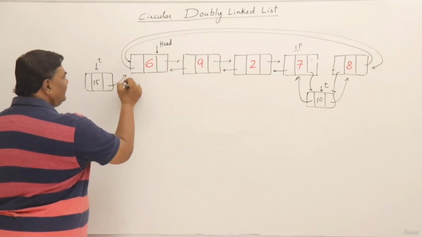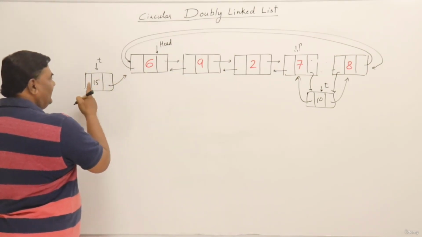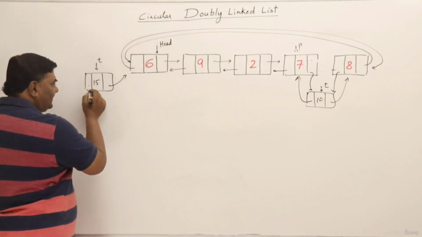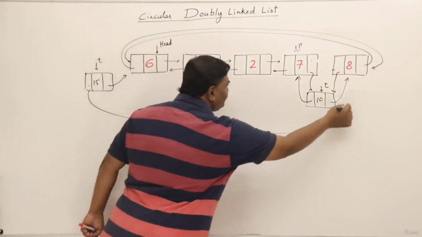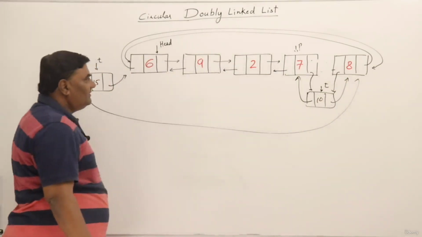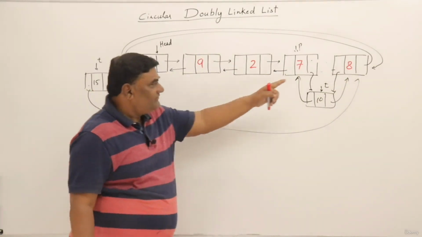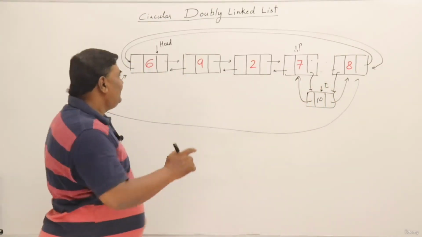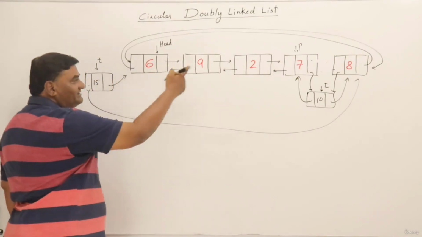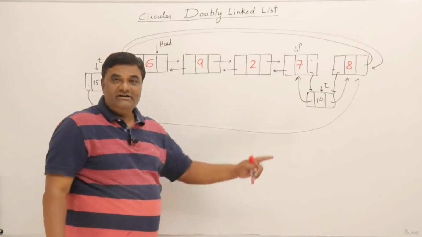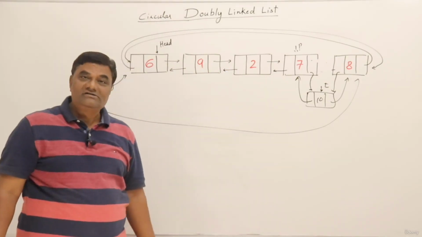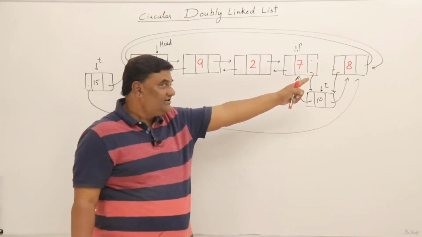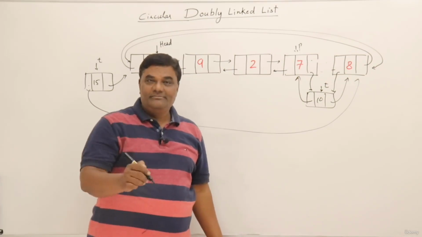This should point on head. And this should point on head's previous, that means that node 8. So I will draw a link from here. How can I get the address of that node? Do I have to traverse the whole linked list? No. I can say head's previous, that is head's previous. So I can get the address of that node in constant time. I don't have to scan through this linked list and reach there. That's the important point here.